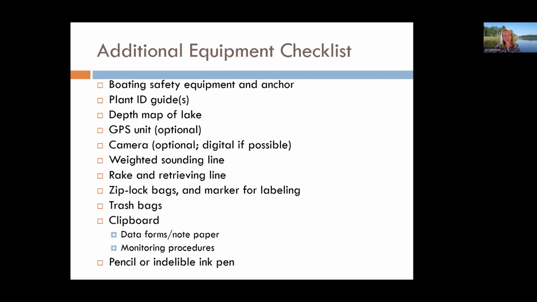A depth map of your lake, or if you have a depth finder on your boat, that's really helpful to know the different depths of the lake where you'll be sampling. A GPS unit is optional, but it does help you document where you found or didn't find invasive plants. A camera is also optional to bring out in the field with you, but we really are moving towards requiring pictures of plants that you find, because we want to be able to confirm.